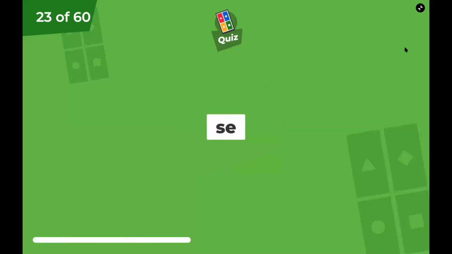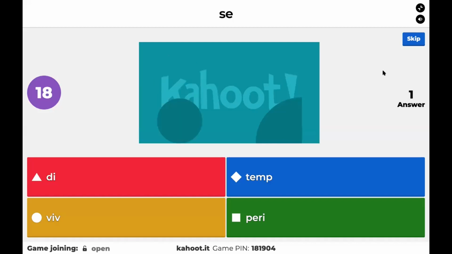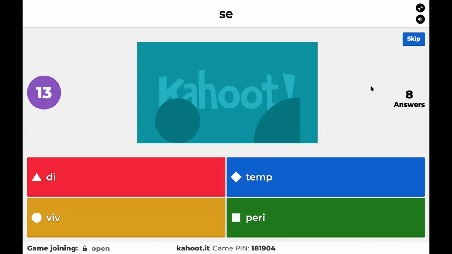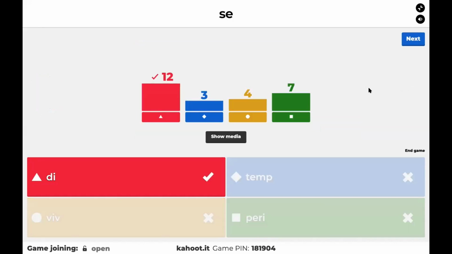Set. Red is die, blue is temp, yellow is vibe, and green is parry. If you guys get these ones wrong, don't worry. These are totally acceptable to get wrong, especially because there's a time limit on this, so you have to go a lot quicker. Probably should have raised the time limit a little bit, but you guys are doing pretty well.